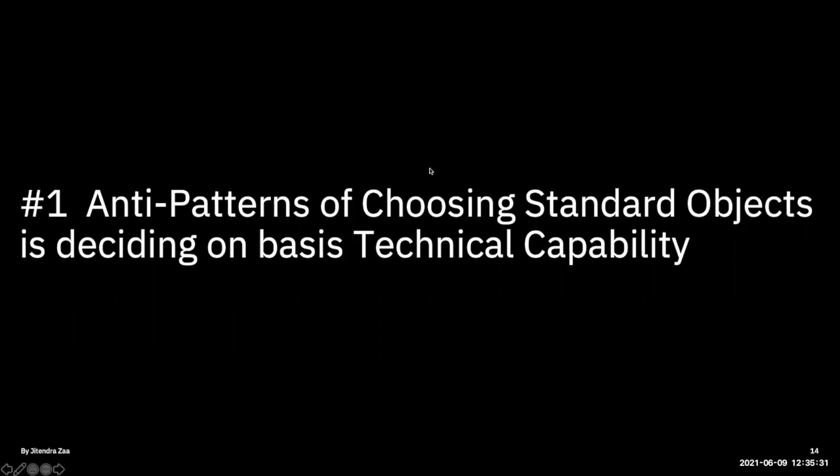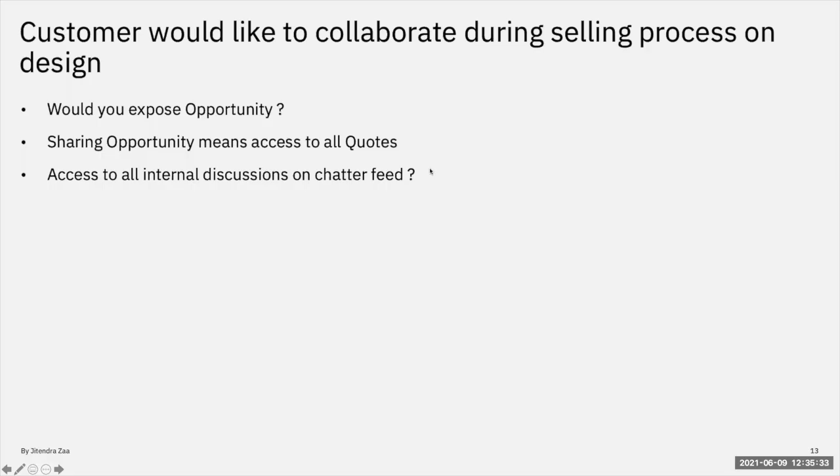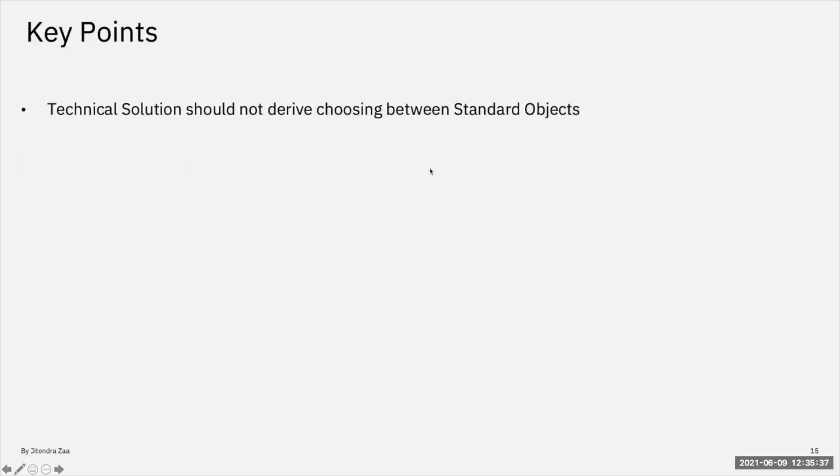So few key points here. Give me 1 minute. Technical solution should not drive choosing between objects. And to Sam's point, if something is possible, it does not mean you have to do it. The question is, what is the right way to do it?